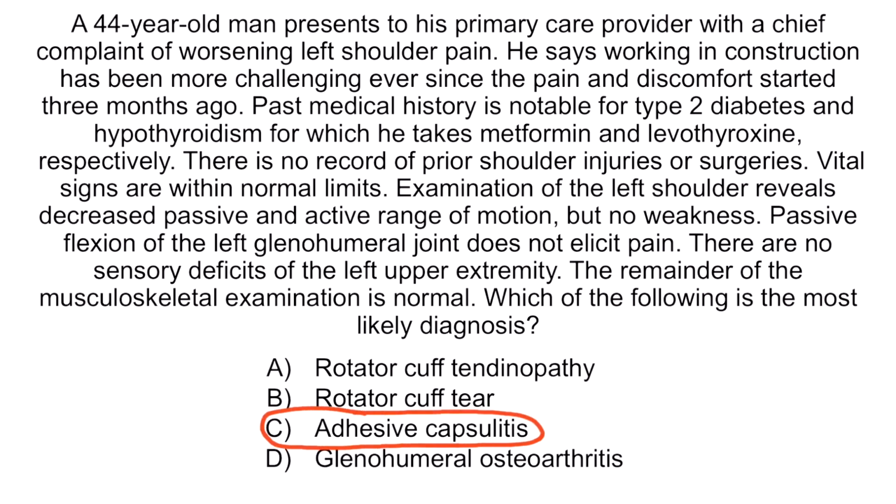Adhesive capsulitis. There are several clues in the vignette that strongly suggest this diagnosis. First, the patient in question endorses insidious shoulder pain over the course of 3 months. Second, he has a history of type 2 diabetes and hypothyroidism, which are considered to be risk factors for adhesive capsulitis. Third, his physical examination is notable for decreased passive and active range of motion, which is strongly suggestive of adhesive capsulitis. Option A, rotator cuff tendinopathy, is less likely in this patient because passive flexion of his left glenohumeral joint, which is referring to the Neer test, did not elicit any pain.